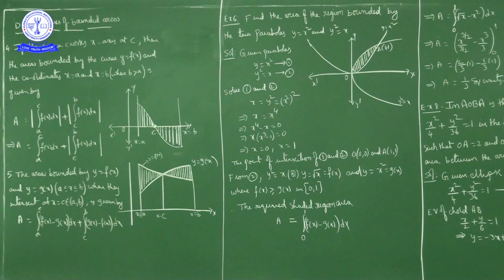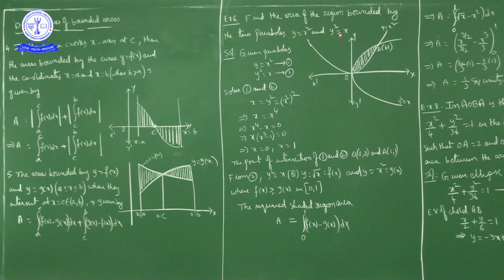Now example 6: find the area of the region bounded by the two parabolas y is equal to x square and y square is equal to x. Find the area of the region bounded by the two parabolas y is equal to x square and y square is equal to x.